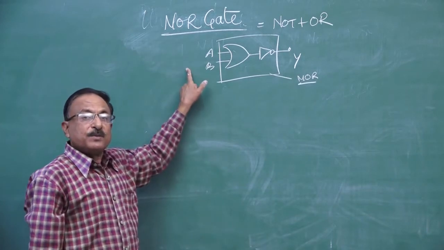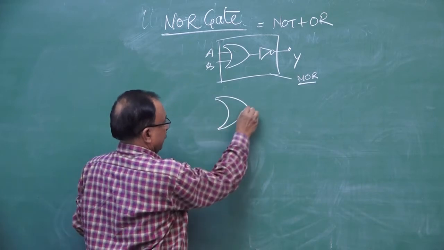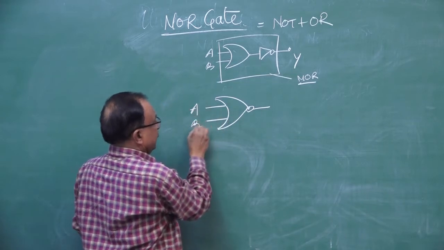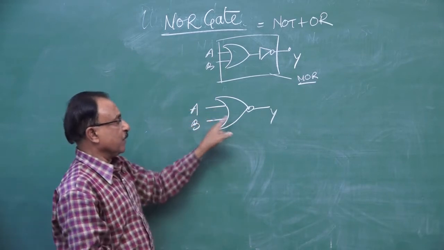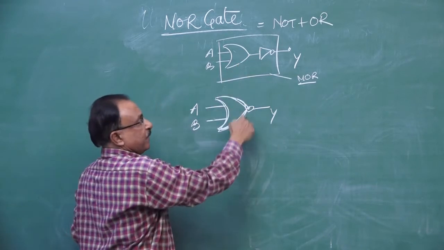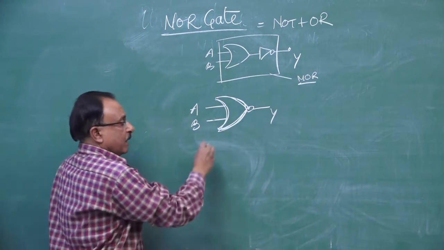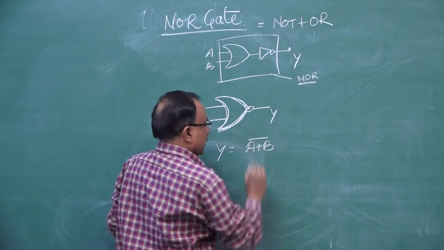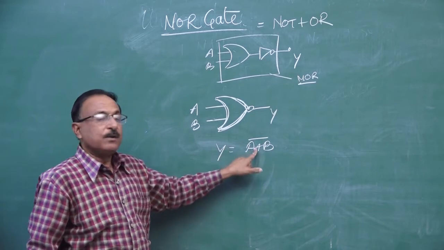The logical symbol of the NOR gate is an OR gate, and we put a NOT at the end. A, B and Y. This is the symbol of the NOR gate. It is an OR gate with a NOT. It is different from the OR gate. The OR gate has no NOT. The NOR gate has got a NOT. The output relation Y will be (A or B) NOT. OR means plus, so (A plus B) NOT. That will be the logical relation.